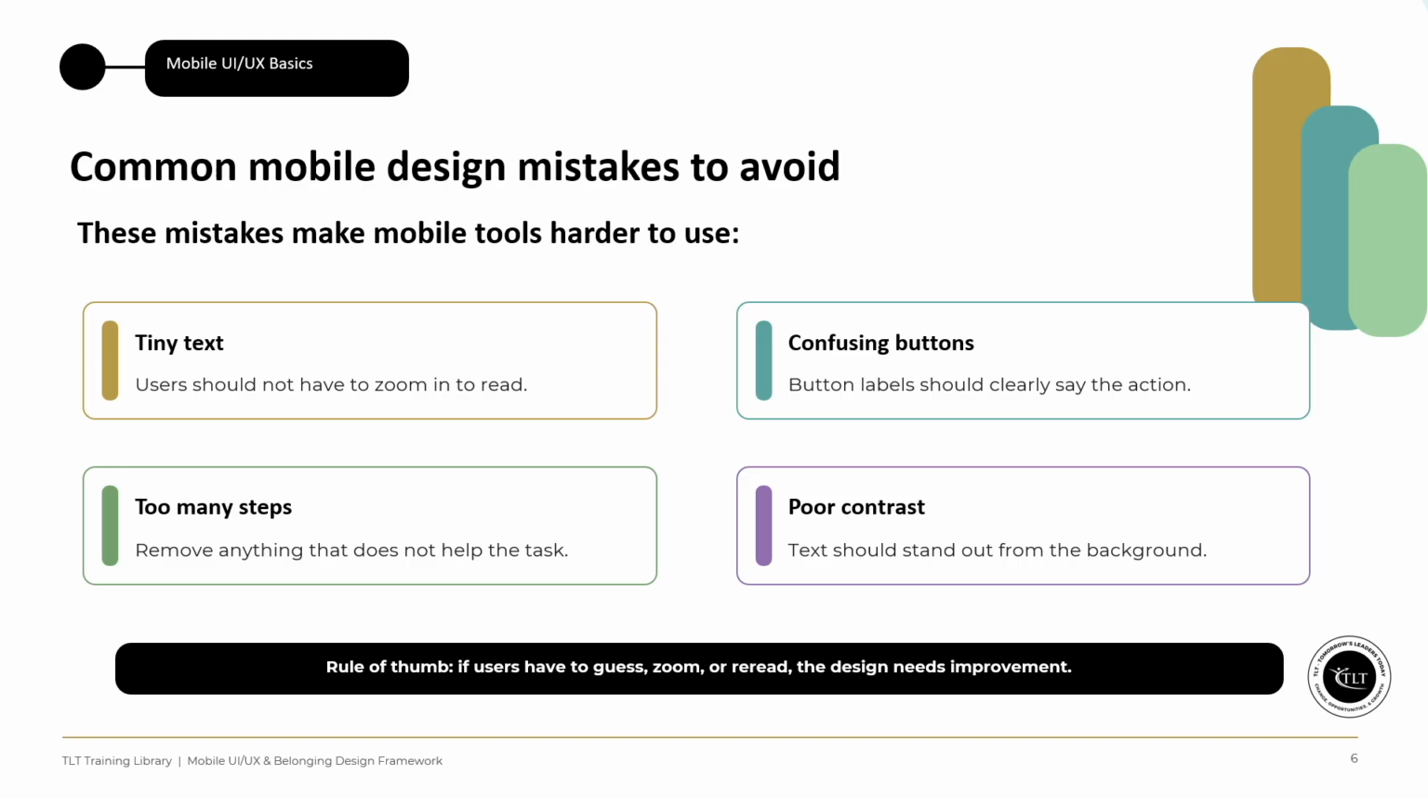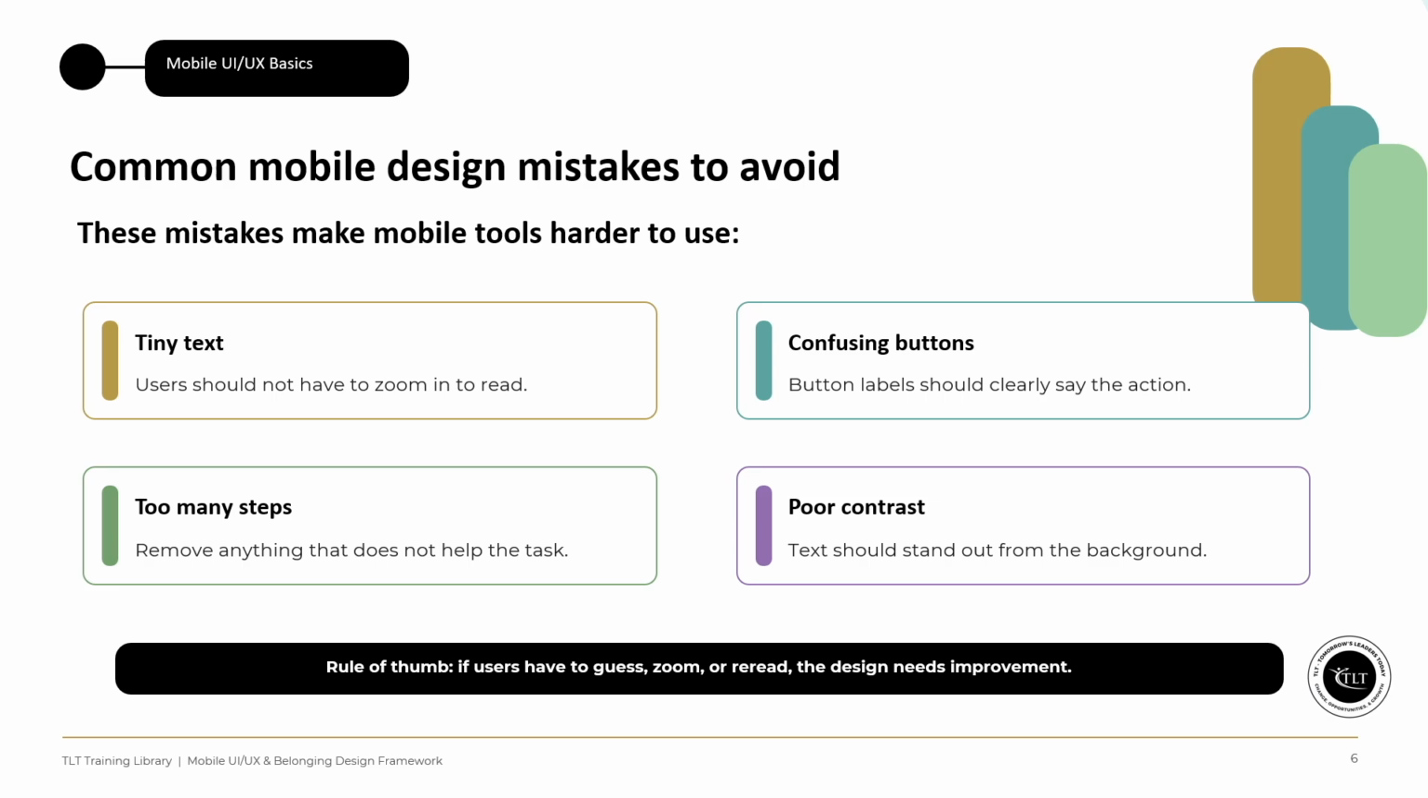There are several common mobile design mistakes that interns should avoid. The first mistake is tiny text. If users have to zoom in to read instructions, the design is not mobile friendly. The second mistake is unclear buttons. Buttons should explain the action. Instead of saying click here, the button should say something specific like submit form, save progress, or view tasks. The third mistake is too many steps.